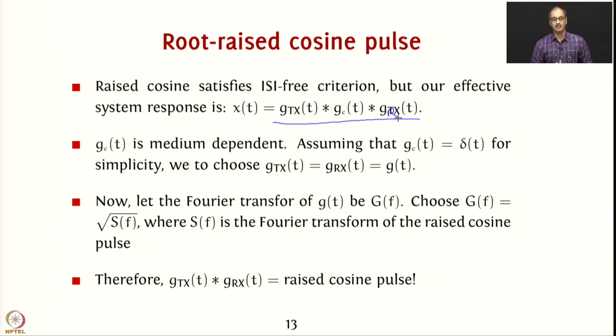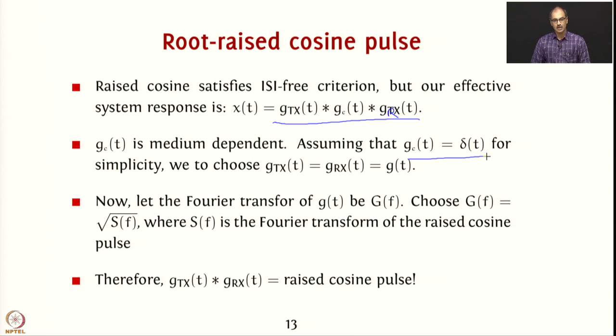Typically, G_C is not something which is in your control. It is medium dependent. For example, if you use a copper cable or a coaxial cable, depending on how much bandwidth you use, G_C of t may be flat, or it may look like an impulse, or it may have some other impulse response. So it is highly dependent on the medium. If you have a particular medium, you have to account for G_C of t. Typically, you may try to design your G_TX and G_RX to accommodate for it, if it is possible at all. Sometimes what people do is take G_C of t to be delta of t for the design, and then later compensate for it. Compensation for it is called equalization, which we will see in a later class. But for now, we are going to assume that G_C of t is not there, or in other words, that G_C of t is delta of t.